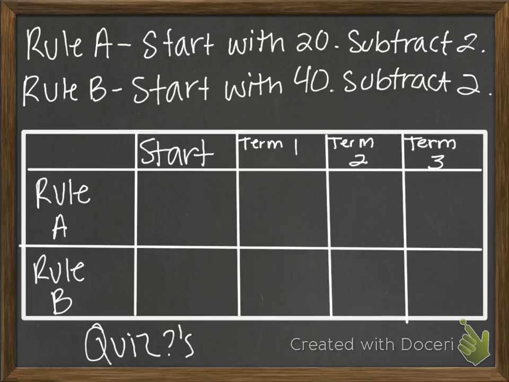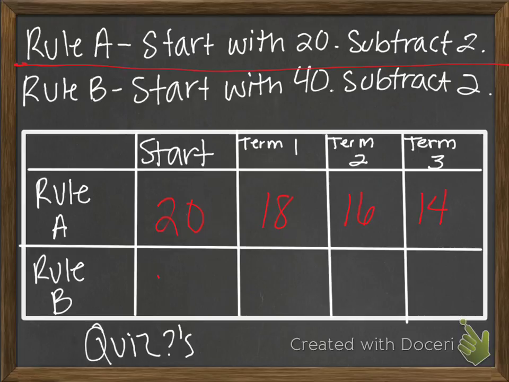So let's go ahead and start filling this out. So rule A means I'm just looking at this top row. So it says start with 20. So I'm going to start with 20 and subtract 2 each time I go over. So 20 minus 2, what is 20 minus 2? Go ahead and put that in your quiz question. Okay, you should have gotten 18. What would the next 2 be? You should have filled out 16 and 14.